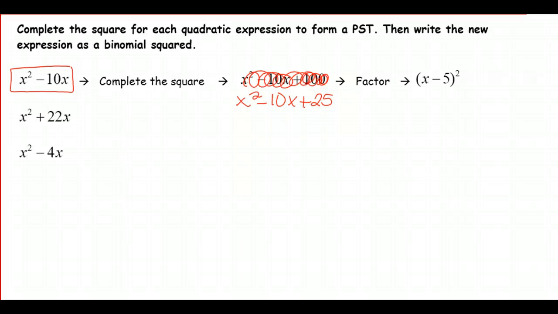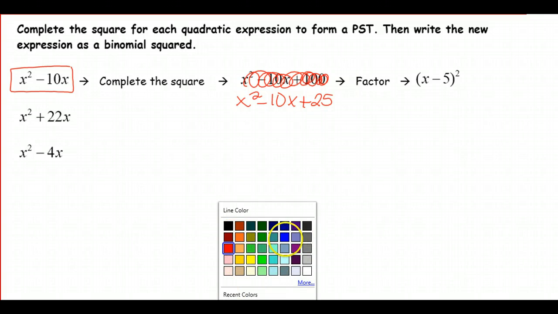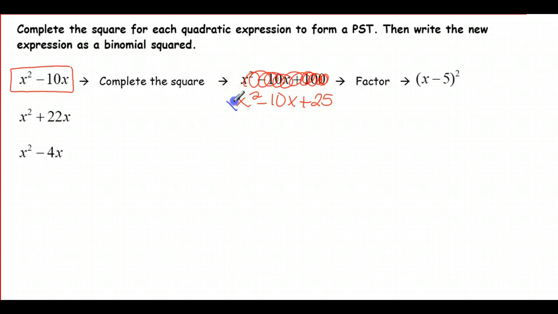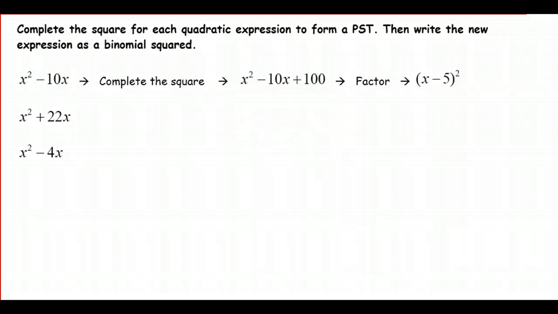And now we can factor by taking the square root of the first term, which is x, and the square root of the last term, which is 5. We take whatever this symbol is, in this case minus, and we square our expression. And now we've factored our PST. All right, let's go ahead and do the next example.